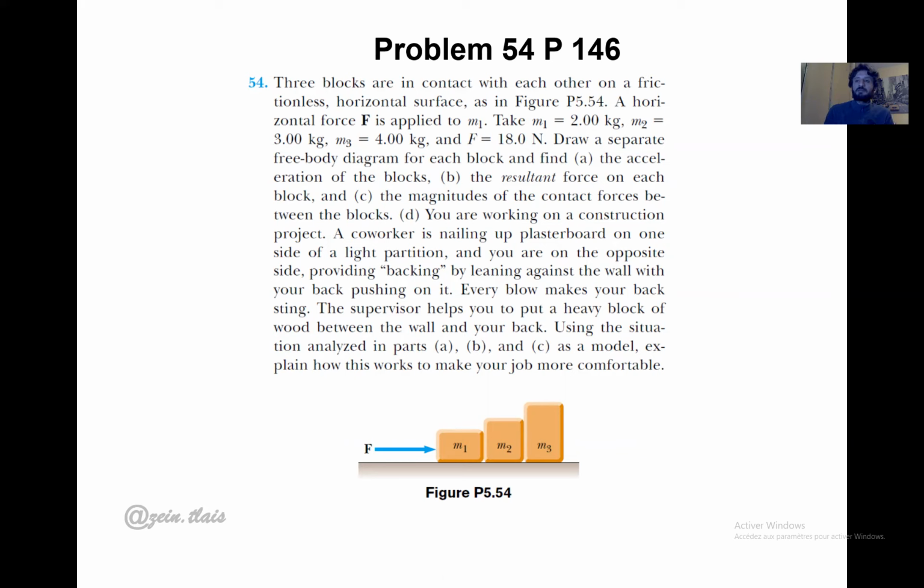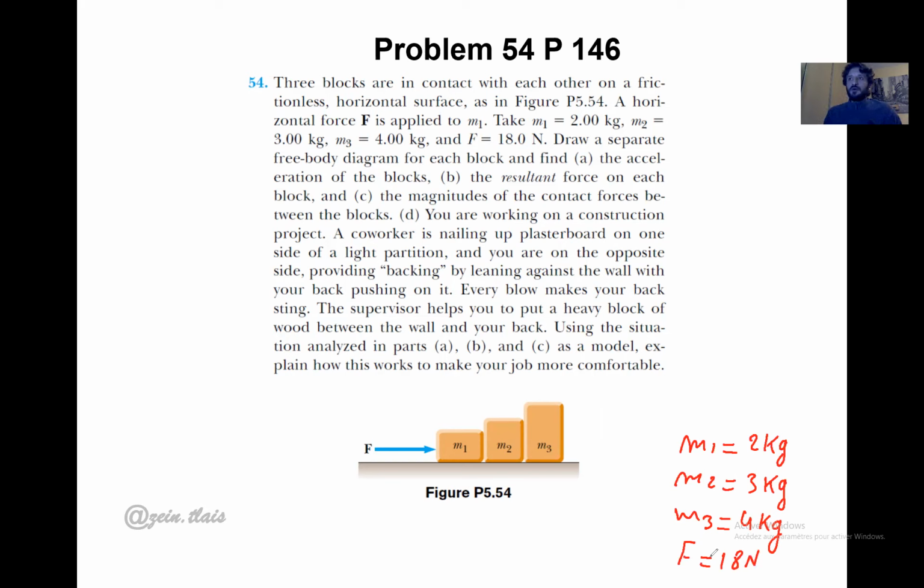A horizontal force is applied on M1, the smallest object. Here we have M1 equal to 2, M2 equal to 3, and M3 equal to 4. F applied on the object, F equals 18.